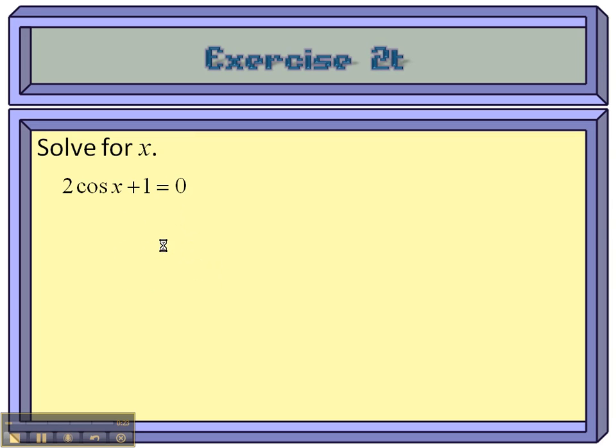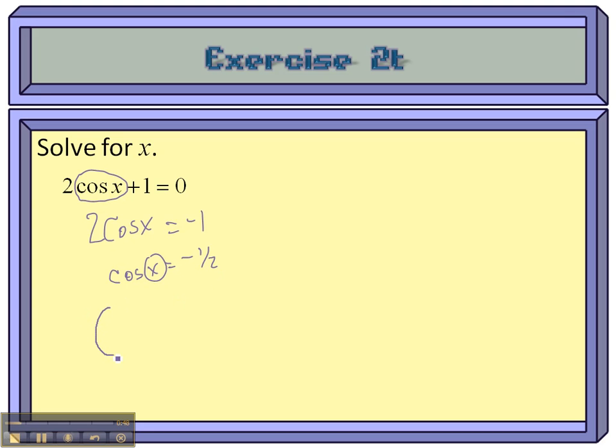Or we do something similar for the trig equation. This time we want to get the cosine x by itself. So just like we did on the previous exercise, you subtract the 1 over. 2 cosine x equals -1. Divide both sides by 2. So cosine x equals -1/2. We want to now find the angle measurement that gives us a cosine of -1/2.